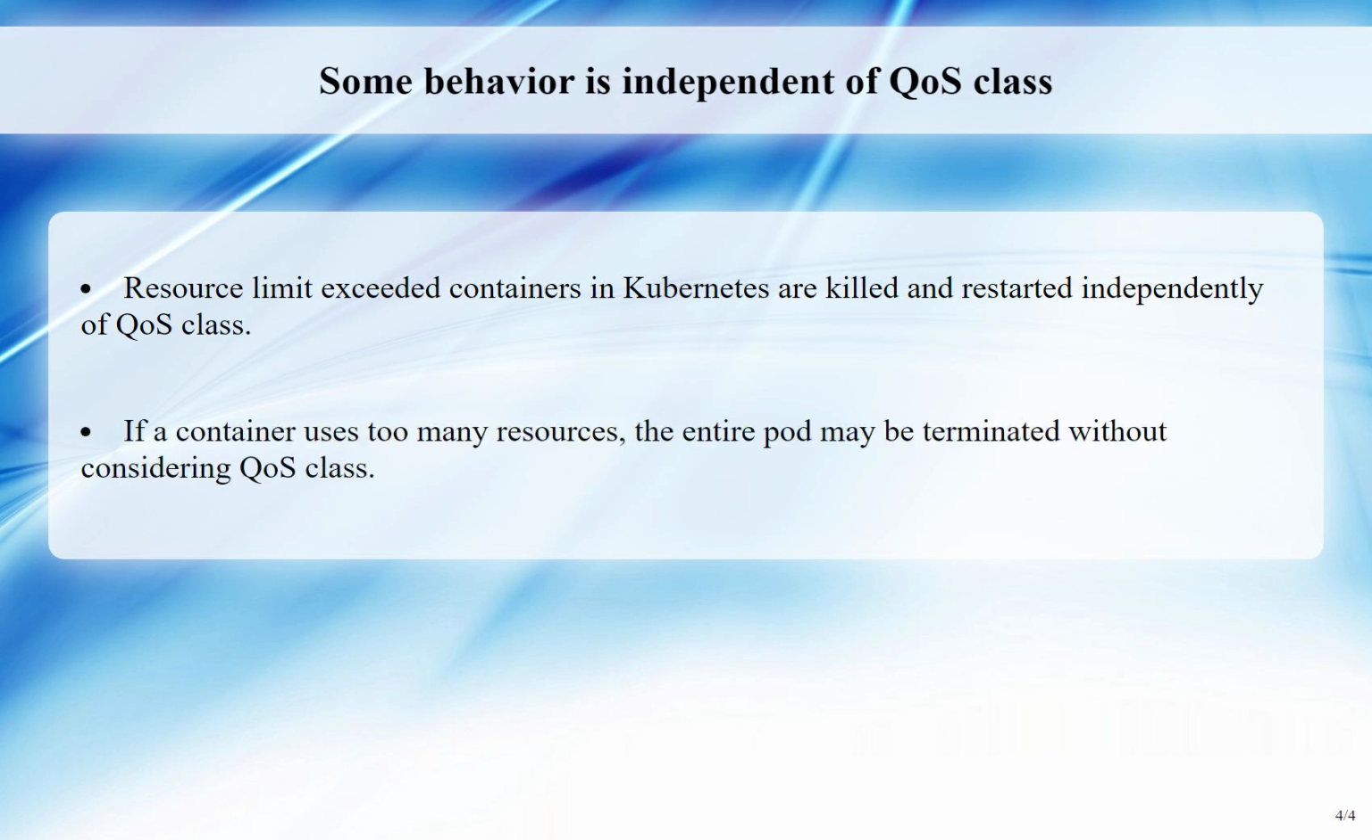If a container exceeds its resource request and the node faces resource pressure, the entire pod may be evicted and terminated. The kube scheduler does not consider QoS class when selecting pods to preempt, meaning preemption can happen when there are not enough resources to run all defined pods in the cluster.